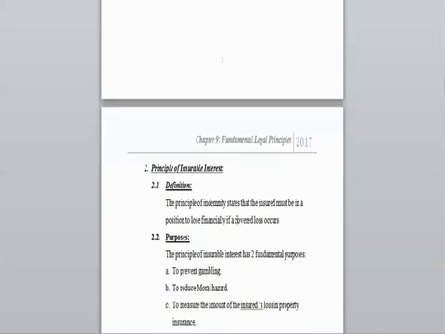Number 2, Principle of Insurable Interest. The principle of insurable interest states that the insured must be in a position to lose financially if a covered loss occurs.